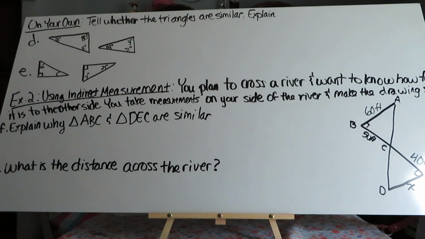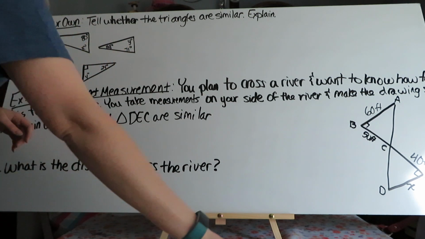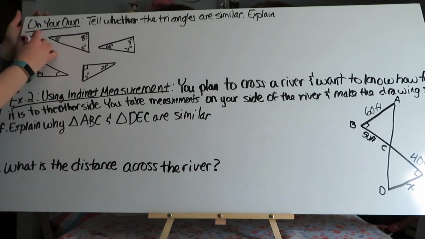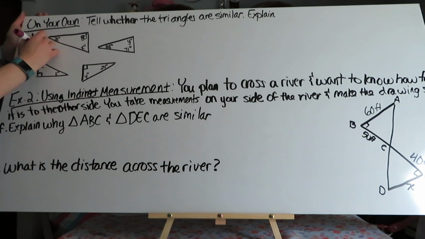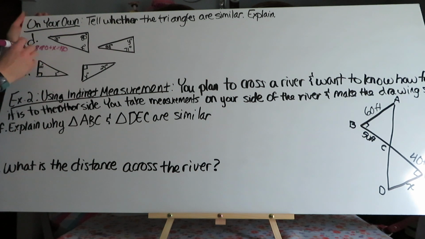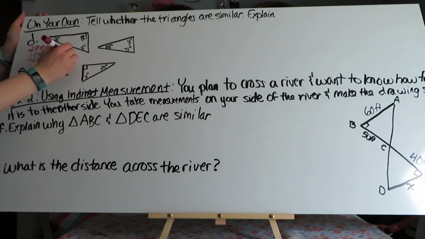All right, so letter D: 28, 80, X, 28, Y, 71. Just like before, I'm going to take one of my triangles. I'm going to choose this one. 28 plus 80 plus X equals 180. So I'm going to find that missing angle. So that's 108 plus X equals 180. Subtract 108. I'll get X equals 72 degrees.